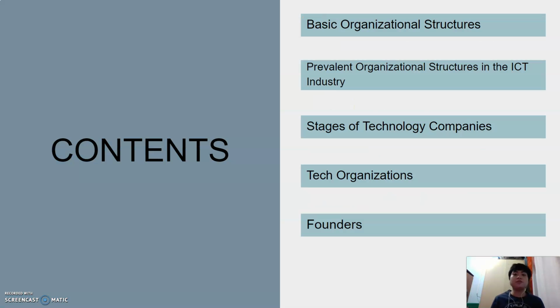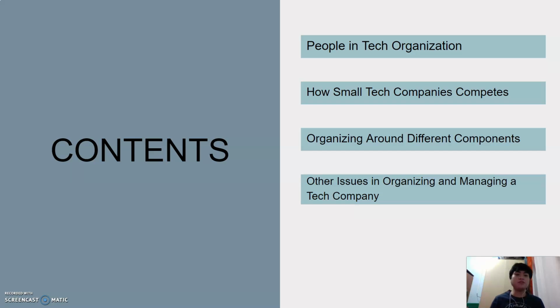The contents of our discussion will be the basic organizational structures, prevalent organizational structures in the ICT industry, the different stages of technology companies, different tech organizations, the crucial personalities and skills of a founder, the people involved in tech organizations, how small tech companies can compete for talent given the advantages of large tech companies, organizing around different components such as core competencies, innovation, efficiency, and others, and lastly, the other issues in organizing and managing a tech company that include security, data theft, and other components.